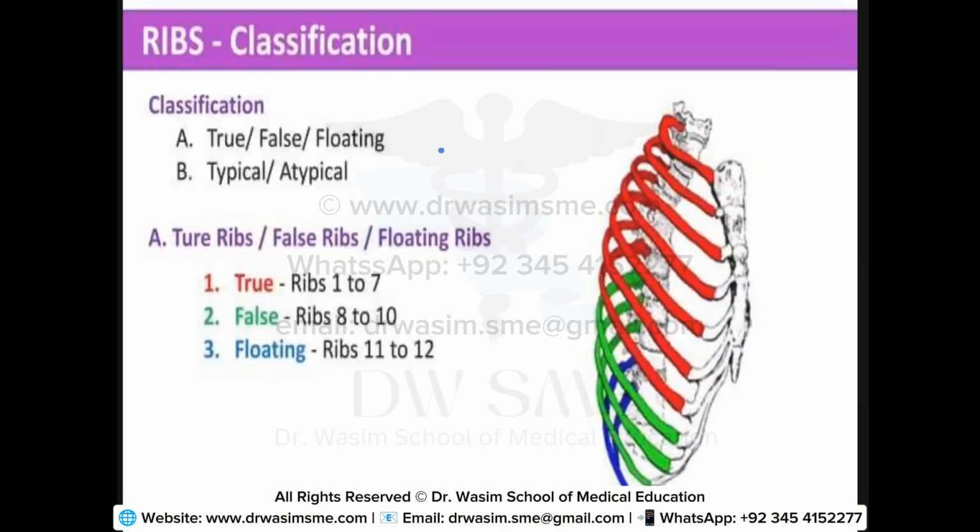Then we have the ribs. Ribs are classified into true, false, floating, or typical and atypical. Regarding this classification, ribs 1 to 7, as identified by red color, are the true ribs. From 8 to 10 are the false ribs, and 11 to 12 are the floating ribs.